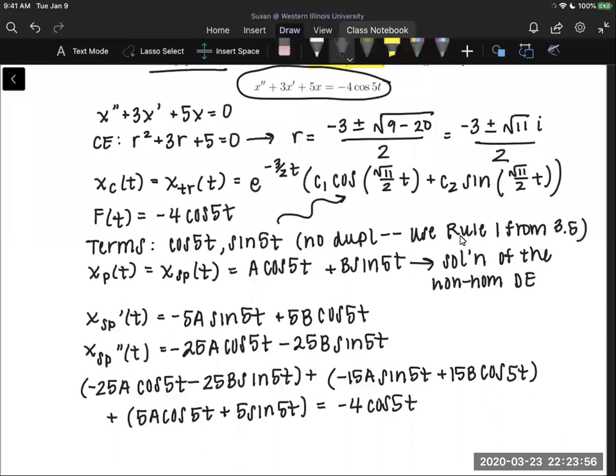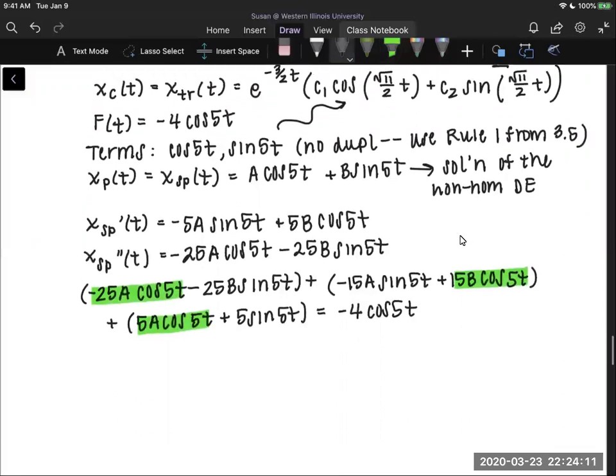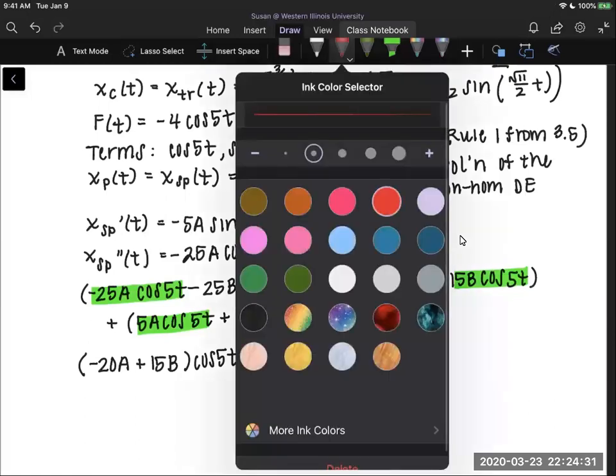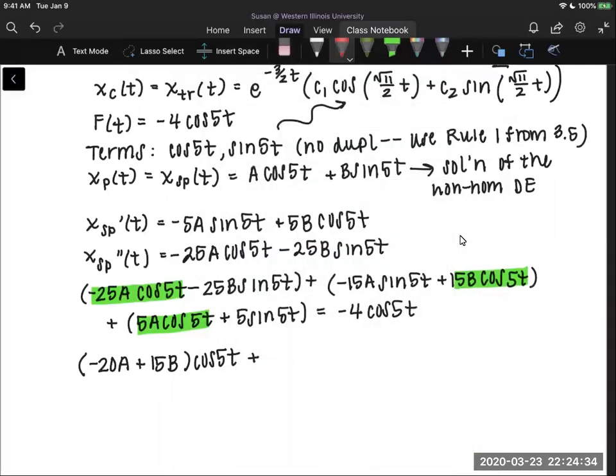So next what I want to do is combine like terms. I'm just going to highlight all of my cosine terms to make it easier to add them up. So my coefficients on cosine are going to be 20a plus 15b cosine of 5t. And now the remainders are sines, so let me add those up. And I just noticed one error. I left off my b right here, so I'm going to add that in red to call it to your attention.